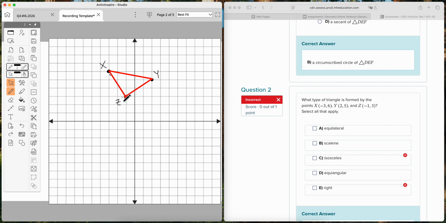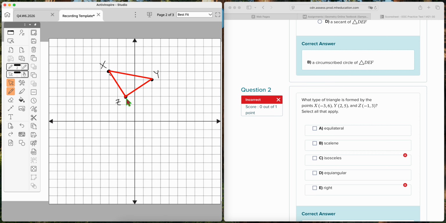So for slope, we need to find the slope of each of these sides. ZY, I have a rise of 2, run of 3. Rise over run is how I find slope. And those are both positive, so the slope is 2/3. You can kind of see the connection between finding slope and finding distance because we had 3 squared plus 2 squared to find the distance.